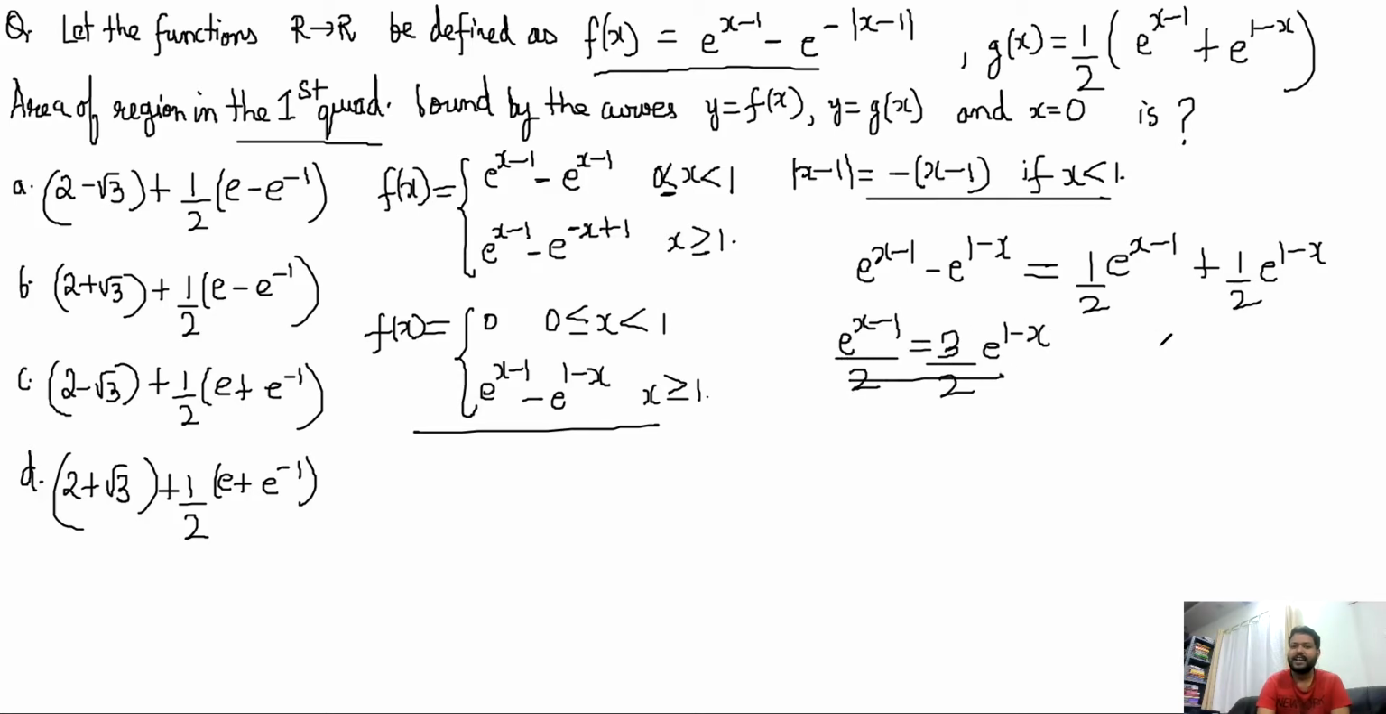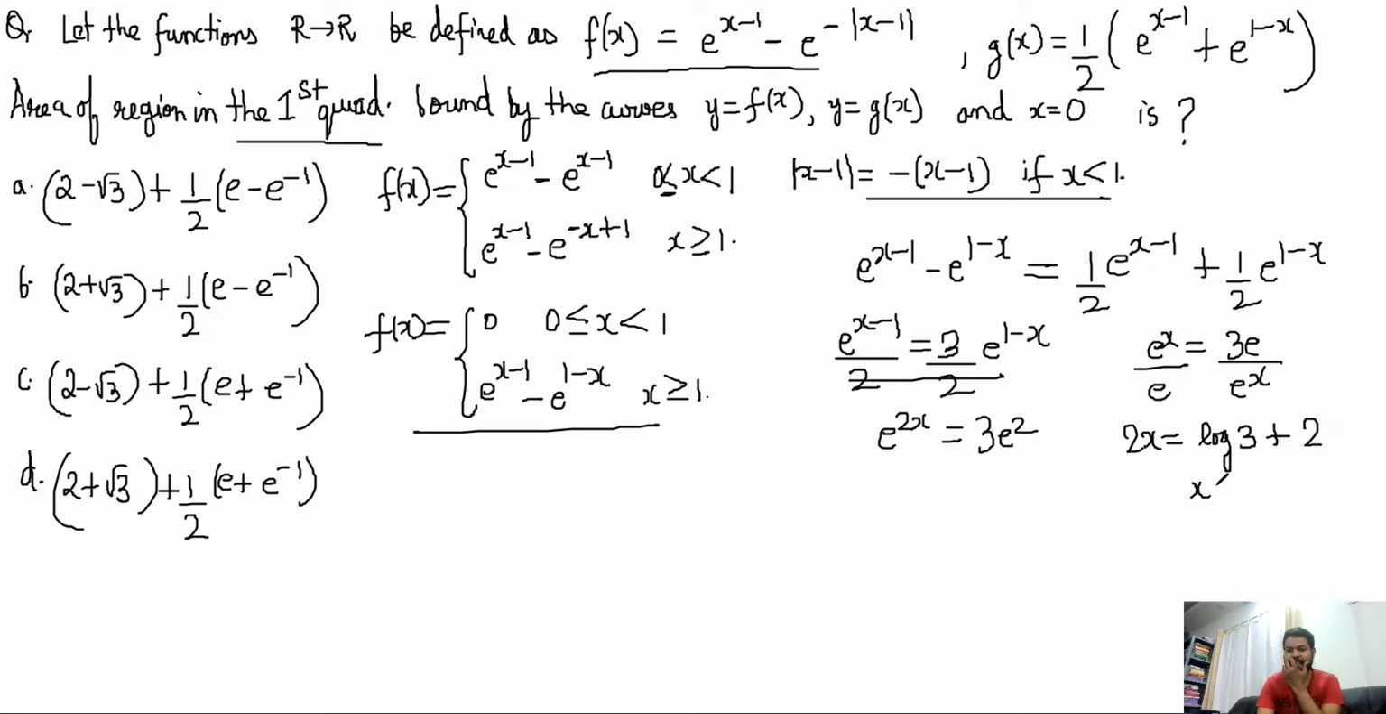This cancels, and you get e power x by e is equal to 3e by e power x. So this becomes e power 2x is equal to 3e square. So you get 2x is equal to log 3 plus 2. So x is equal to half log 3 plus 1. So x is simply 1 plus log root 3. That is my intersection point, 1 plus log root 3.